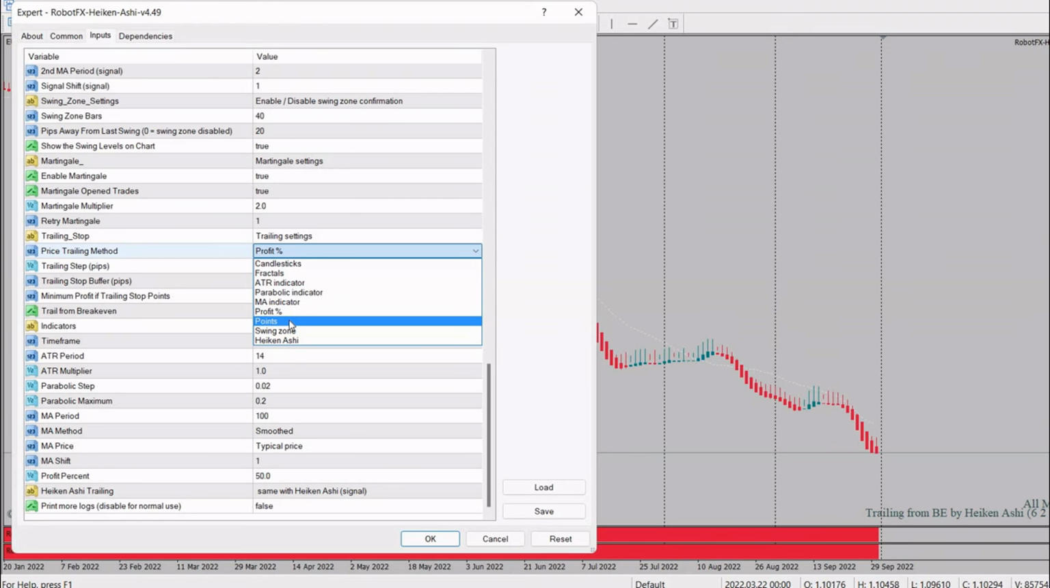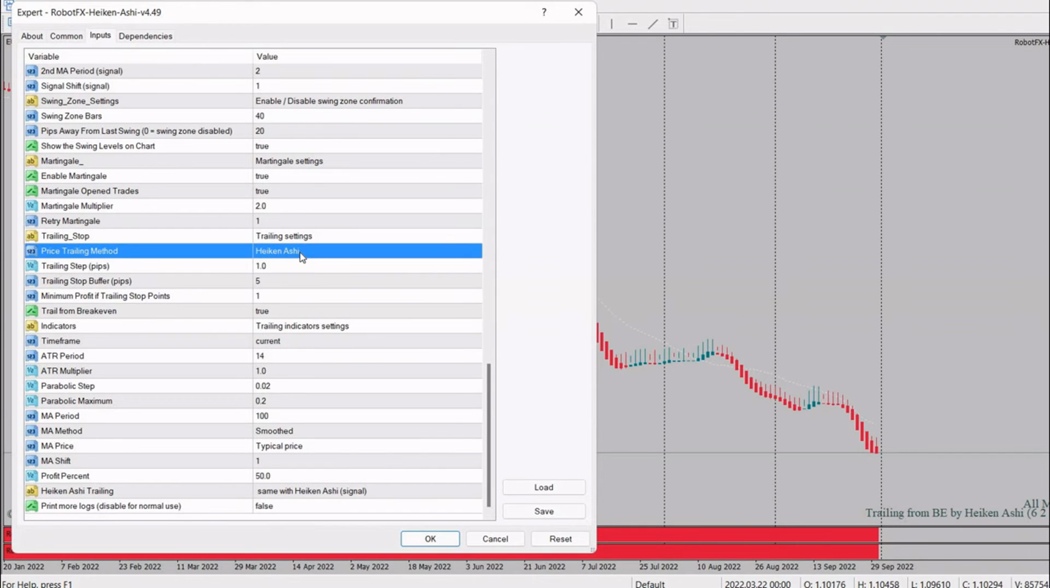The classic trailing by points or pips, depends how you want to say it. It can trail the price according to the swing zone that we talked about previously. And like I said, it can trail the price according to the Heiken Ashi candlesticks.